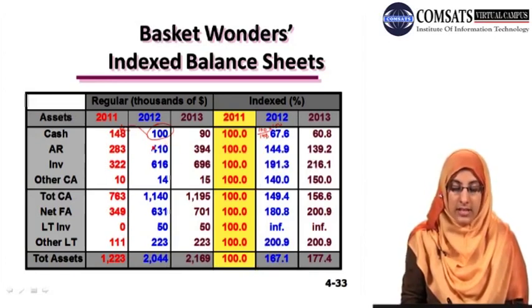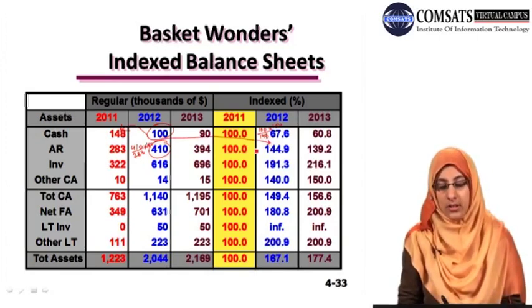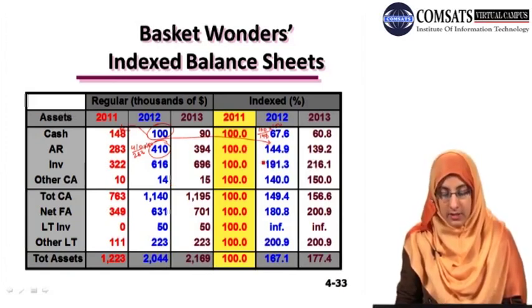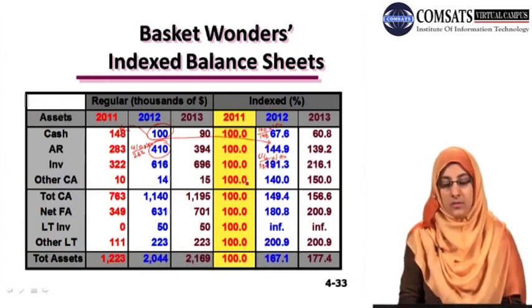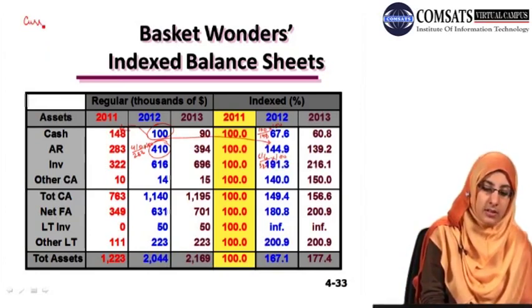Then we move on to the next item, that is account receivable. We will be dividing account receivable of 2012 by the account receivable of the base year. That is 410 divided by 283 into 100. So the answer would be 144.9%. Similarly for inventory, तो inventory के लिए हम क्या करेंगे? For 2012 it is 616, for 2011 it is 322, multiply by 100, the answer is 191.3%.